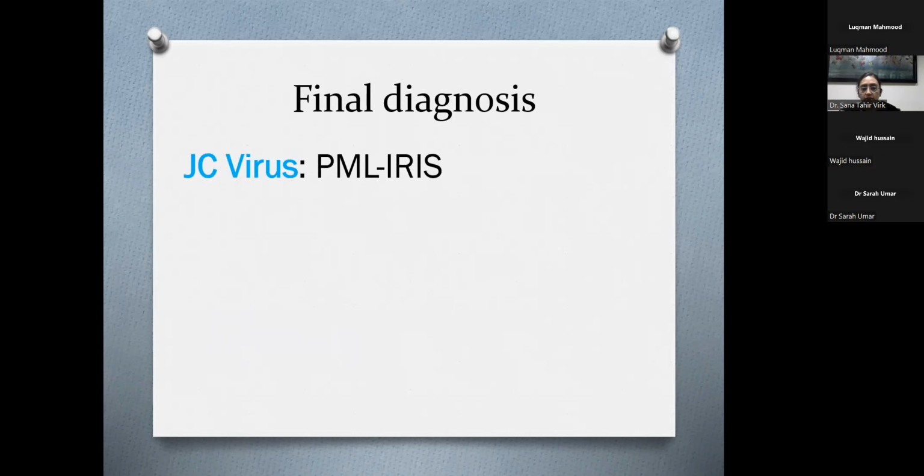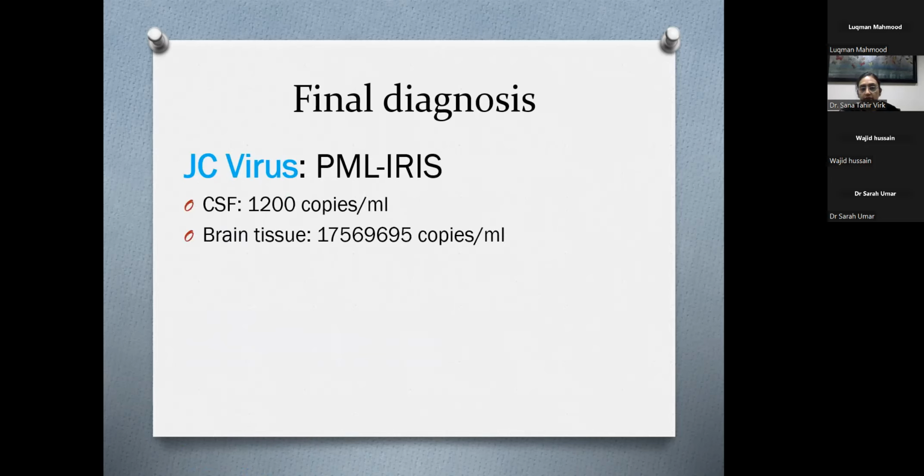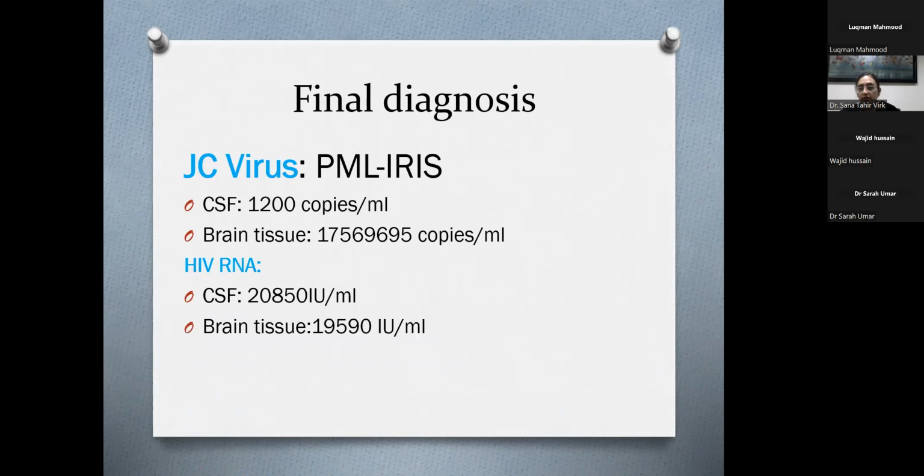So the final diagnosis: JC virus came out positive with multiple copies in CSF and also many copies in brain tissue. Although the case is not typical of PML because it involved gray matter as well as the white matter, and the lesion disseminated to the whole brain in just a period of 20 days, we diagnosed this case as PML-IRIS, because JC virus is not known for causing encephalitis. His HIV RNA was also found in the CSF and brain tissue, with copies.